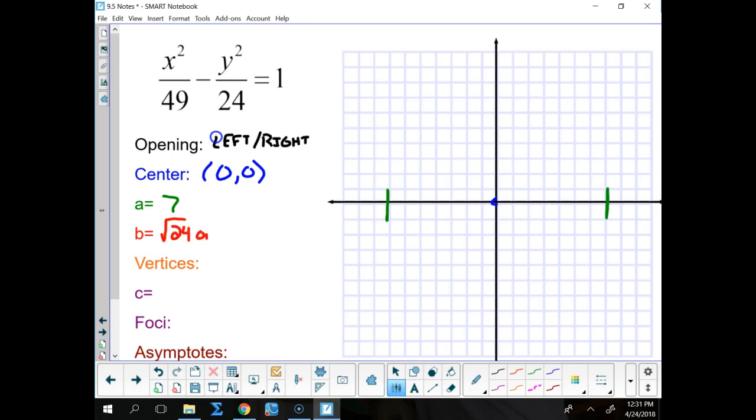Or 2 square roots of 6. Or about 4.9-ish, right? 2, 4.9.